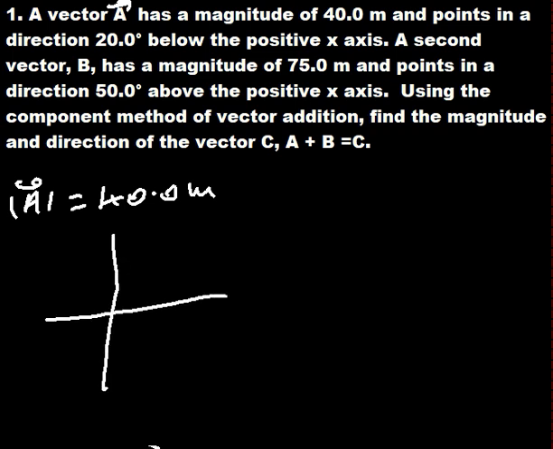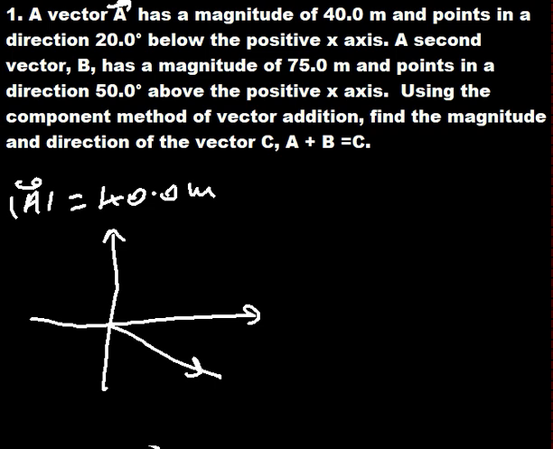it points about 20 degrees below the positive x-axis. So this is how we should have it. This is vector A, and it is about 20 degrees below the positive x-axis, like that.